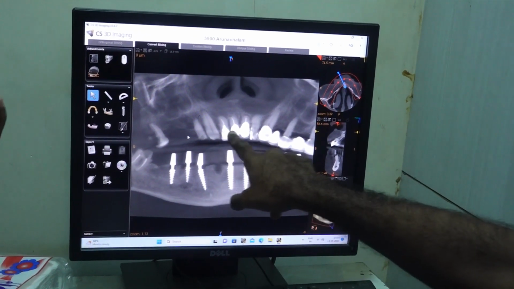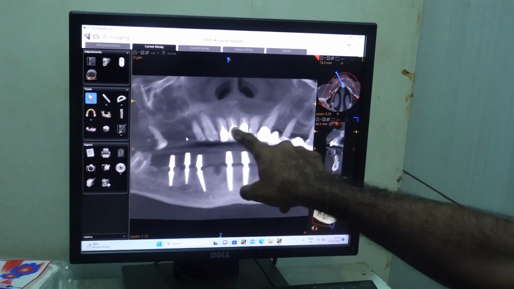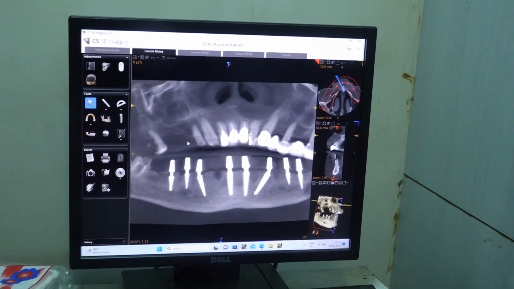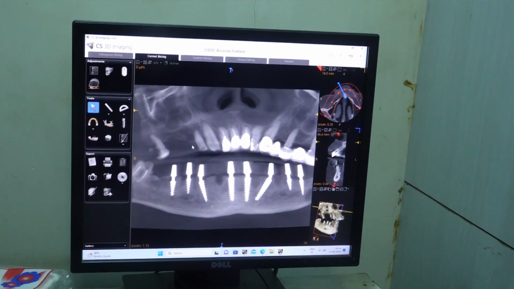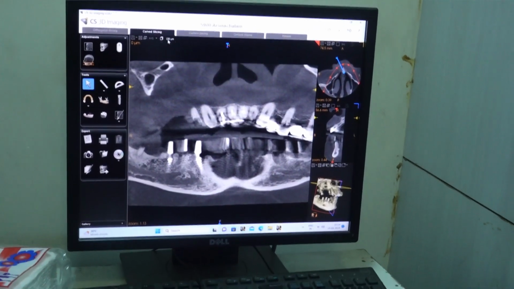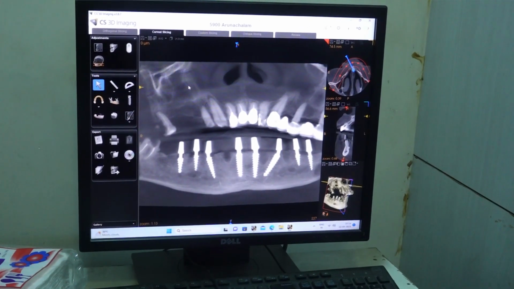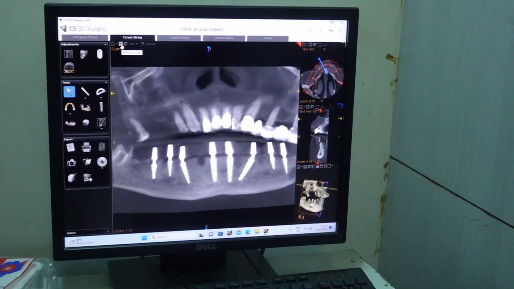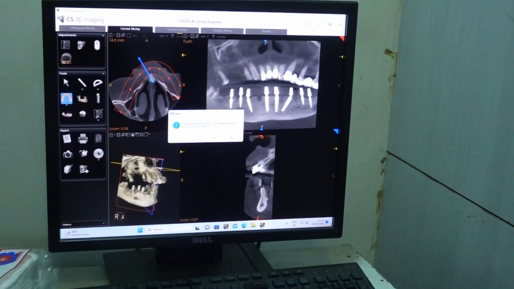Okay, you can see the upper jaw. All bridges are failing, with recurrent decay below the bridges. Now we will draw the arch form for the maxilla.